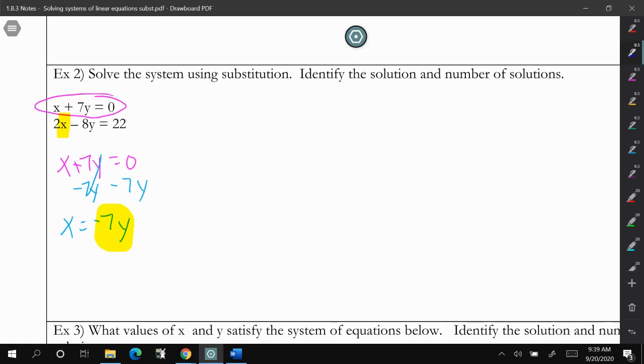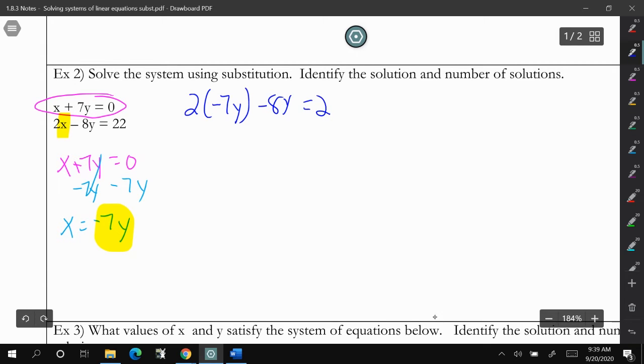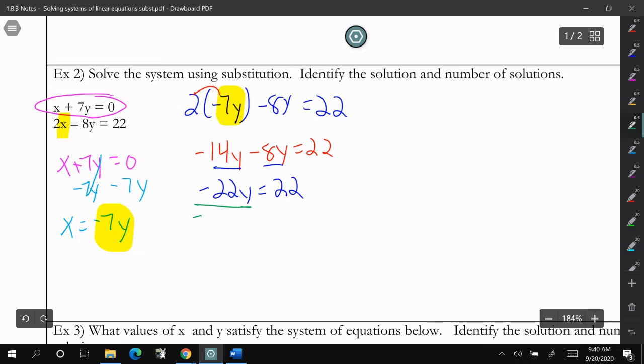So then I'll rewrite the second equation: 2 times negative 7y minus 8y equals 22. So again, I will now distribute and solve this. 2 times negative 7y is negative 14y minus 8y equals 22. Combine our like terms. Negative 22y equals 22. And then divide both sides by negative 22. y is equal to negative 1.